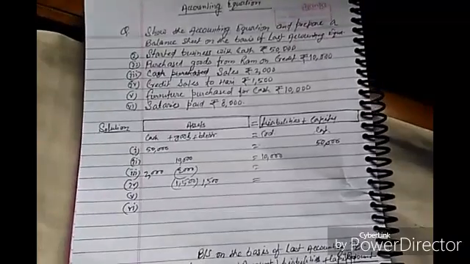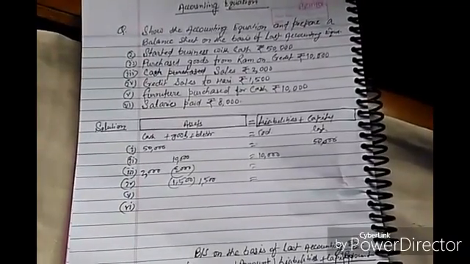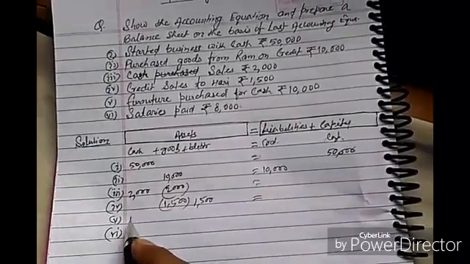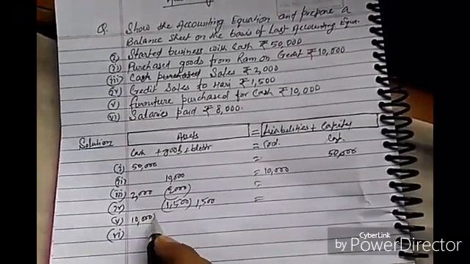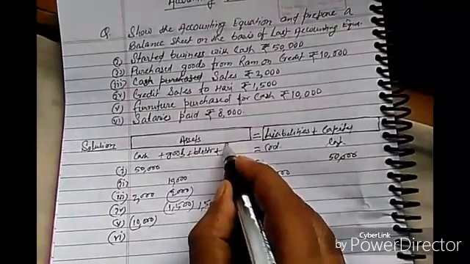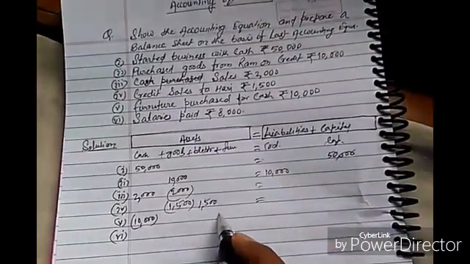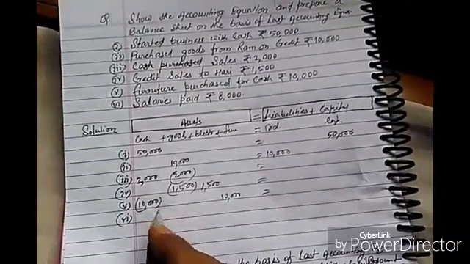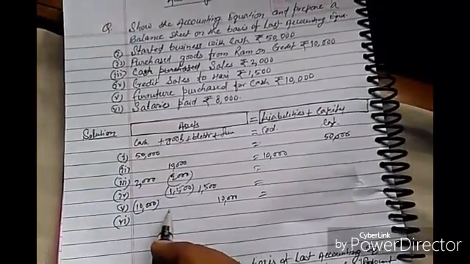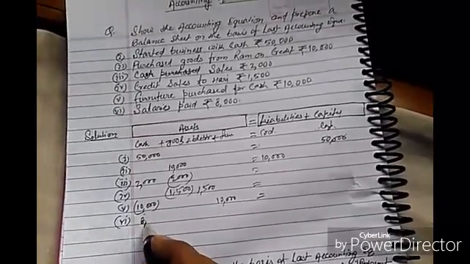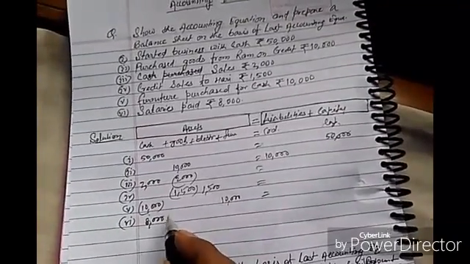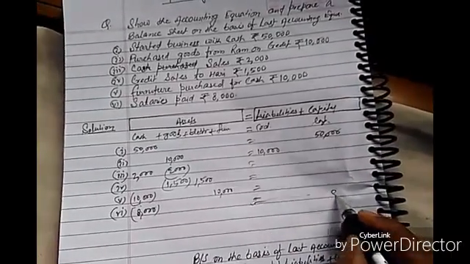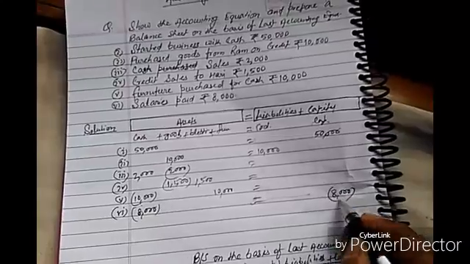now fifth transaction: furniture purchased for cash rupees 10,000. So right here 10,000 cash will decrease, and furniture, that means assets, will increase by 10,000. Now last transaction: salary paid rupees 8,000. So 8,000 cash will decrease, and also this is an expense, so it will be deducted from capital.